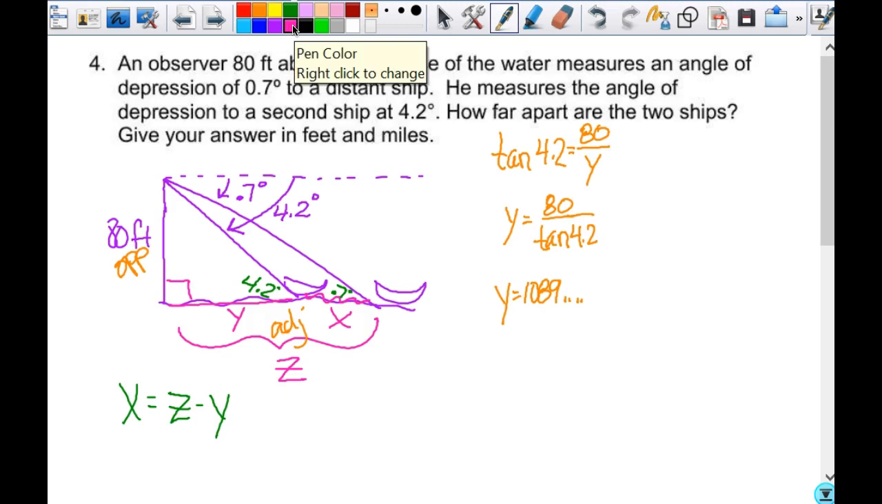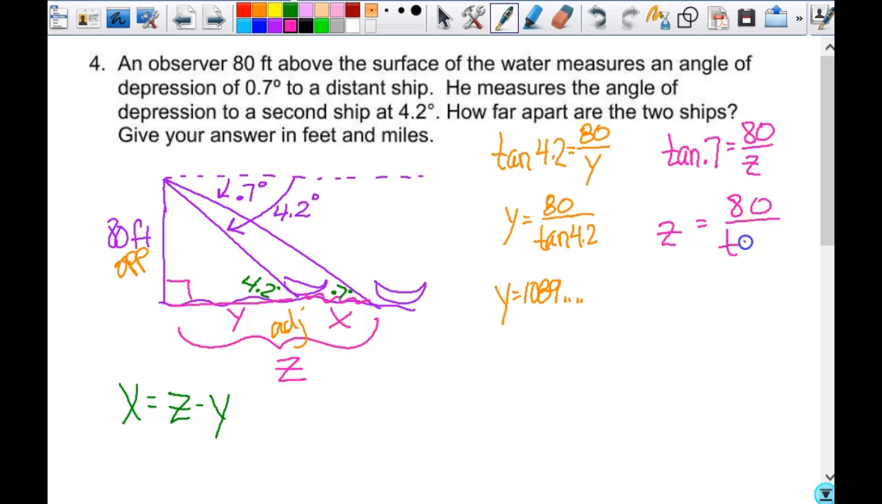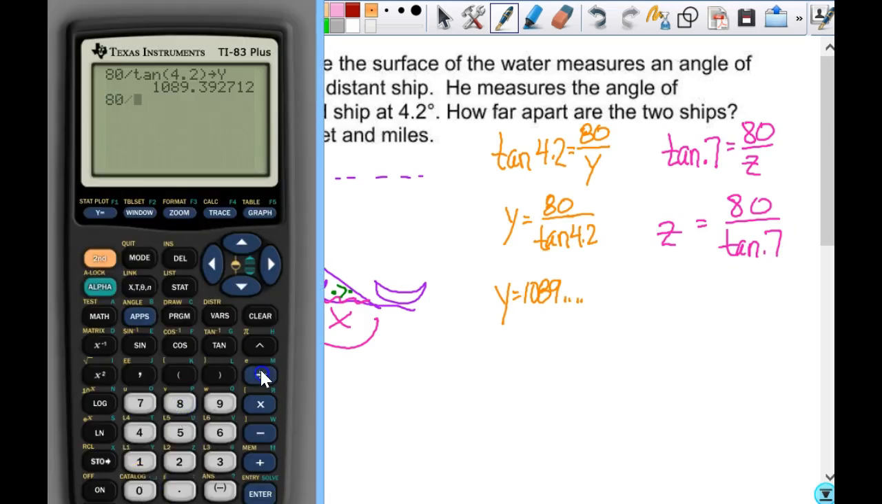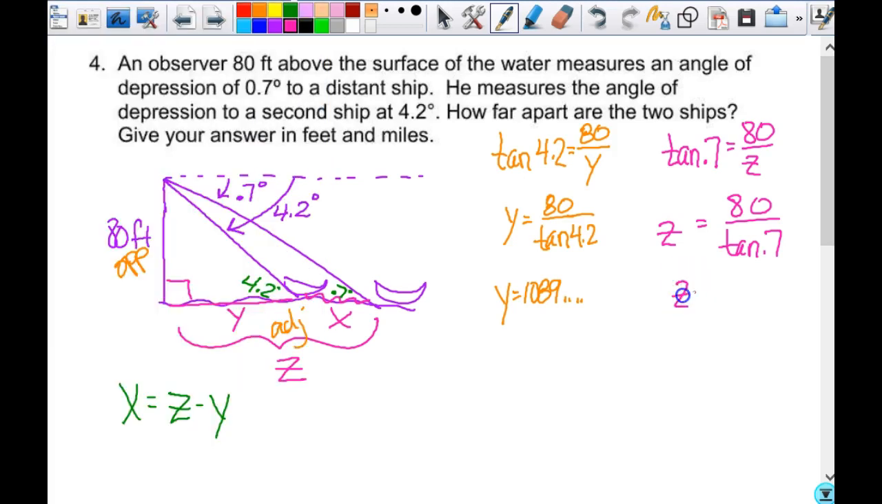Find z. So for that, that's tangent. So now it's the tangent of 0.7, and that's 80 over z. So z is 80 divided by the tangent of 0.7. 80. And that's 6547. That way I know when I get my final answer, if it's something way off from 6,500 minus about 1,000, that maybe I didn't store one of them or something happened.